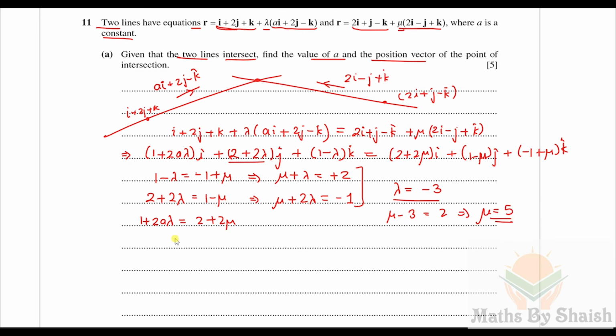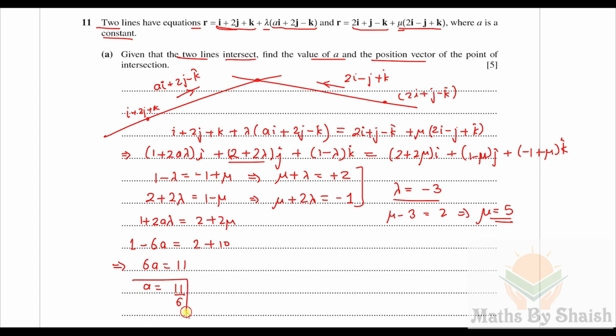So from here we get 1 plus 2 times minus 3, so minus 6a, is equal to 2 plus 10, or we can write it as 6a is equal to 10 plus 2, 12, minus 1, 11, so a is equal to 11 over 6. So the value of a is 11 over 6.